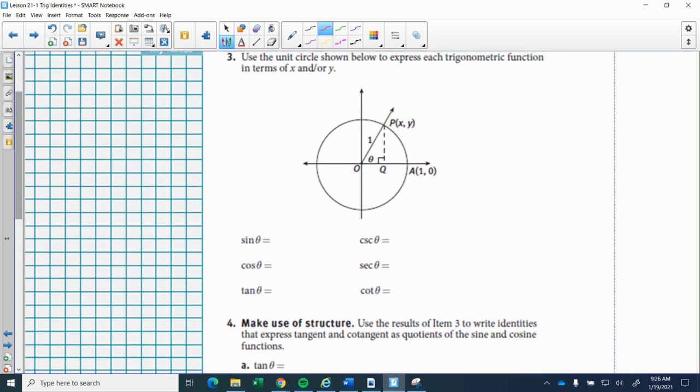Well, the three that are the most common, the three that we're used to the most, are sine, cosine, and tangent. Sine is y, cosine is x, tangent is y over x. The thing you have to understand is cosecant, secant, and cotangent are just the reciprocals of those three functions. Cosecant is 1 over y, secant is 1 over x, and cotangent is x over y.